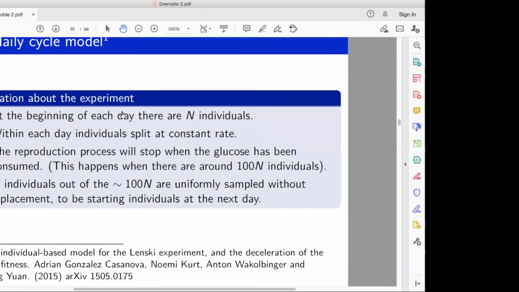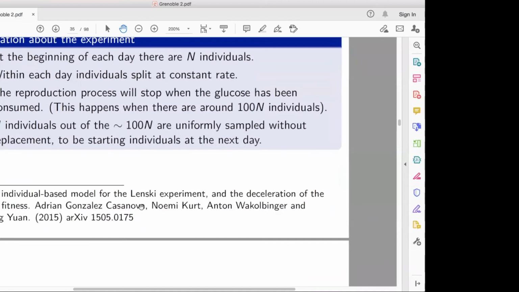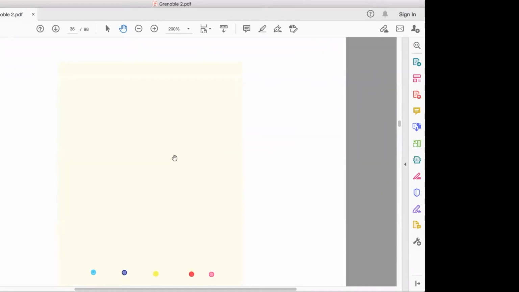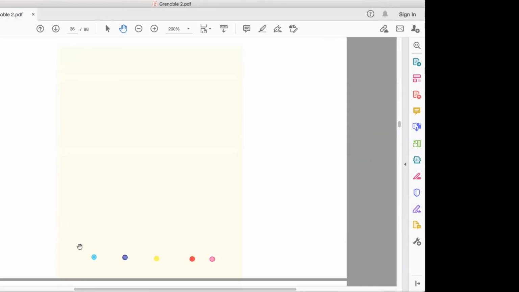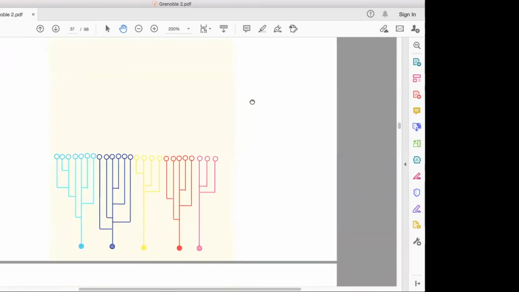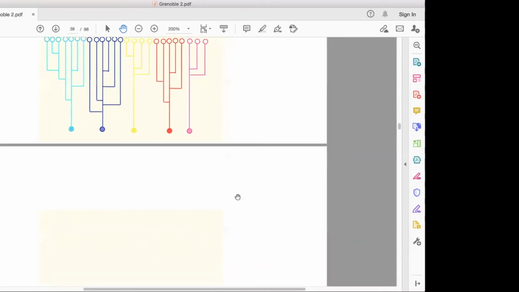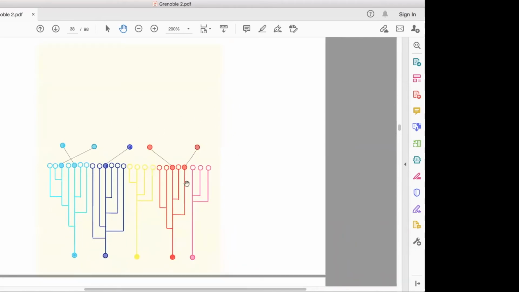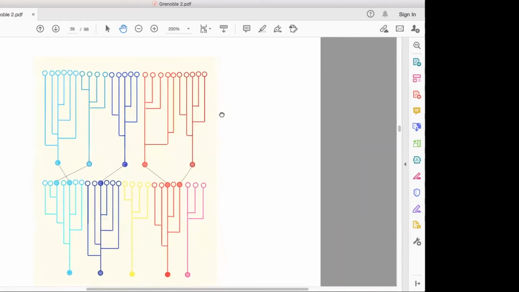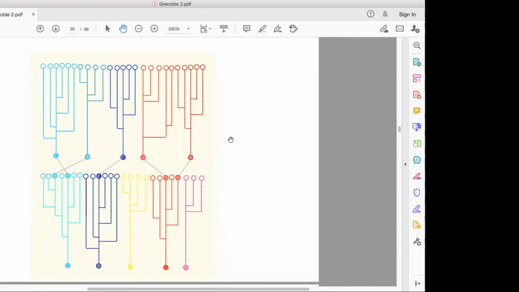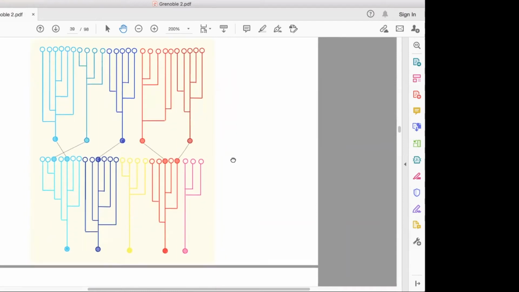The model works like this. At each day, there are n individuals at the beginning of the day. Then individuals start splitting at a constant rate. And when you hit 100 times n individuals, the reproduction stops and you sample n out of the 100n individuals. So I need to do this by hand. The model looks like this. You start with some n individuals, then the individuals reproduce by pairwise branching, and they reach 100n individuals. Then you sample n out of the 100n, and then you do the same again and again. This is a simple model that resembles just the Lenski experiment.